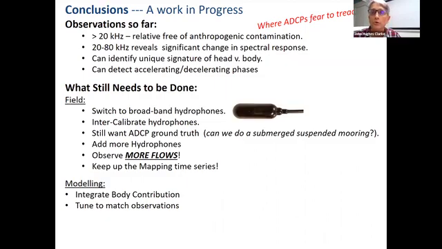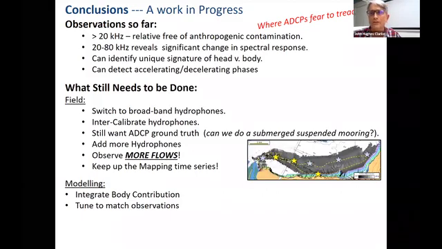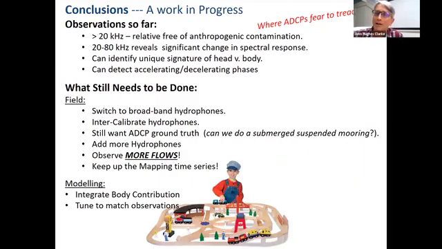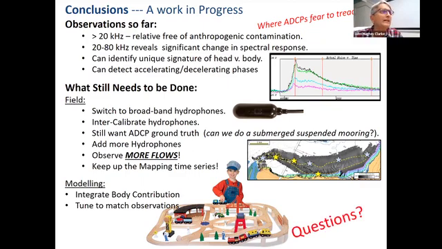We need to switch to all broadband hydrophones. We should calibrate those hydrophones. I'd like to put more ADCP back because I still need to know what's actually happening, even if it's imperfect. I want to add more hydrophones, of course. So not 3, 6, 10, they're cheap. They're only like 5 or 6K a piece. Observe more flows. And now that COVID's finished, I hope we'll do that. Keep on mapping. And the last thing is I love the model because I feel like a child playing with a train set. And so I'll leave it at that point. If there are any questions, it's very much a work in progress.